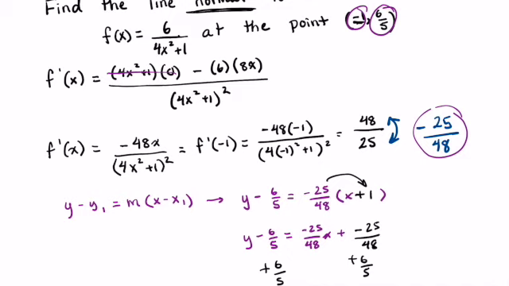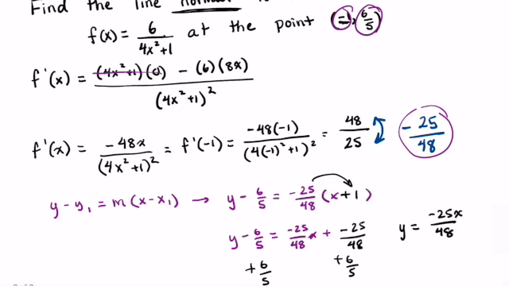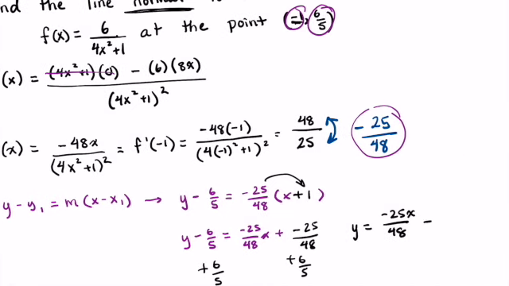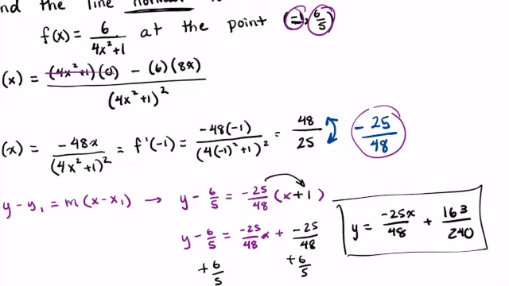And when that happens, we are going to wind up getting y equals -25x/48 plus, simplify that, it winds up being 163/240. Not the prettiest fraction by any means, but the normal line nonetheless.